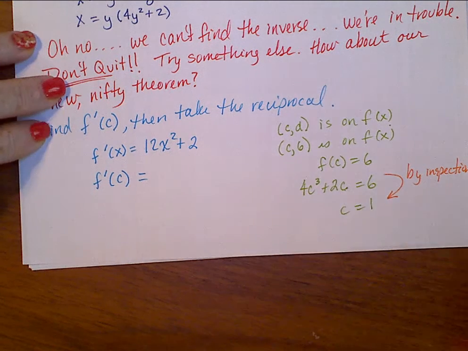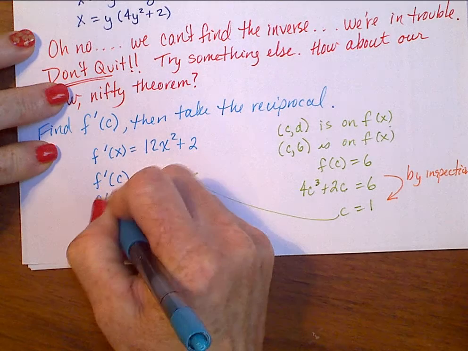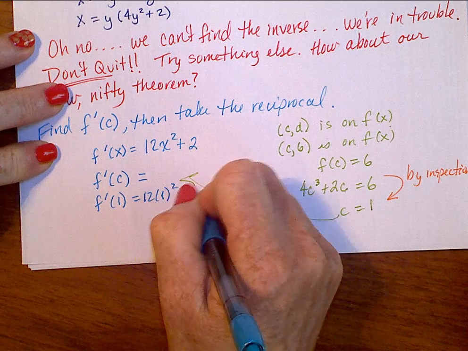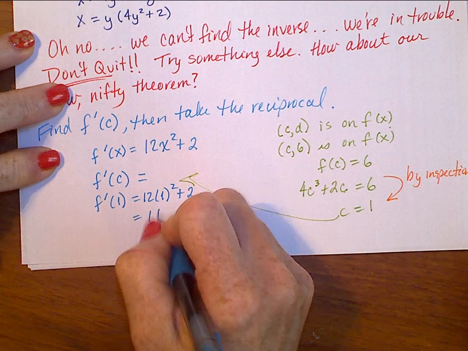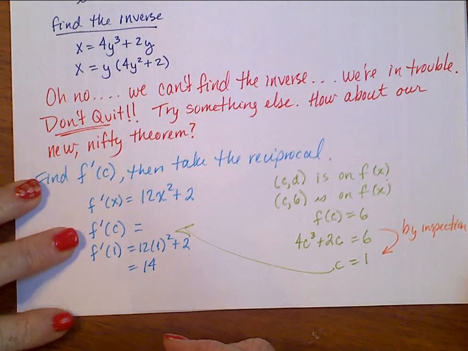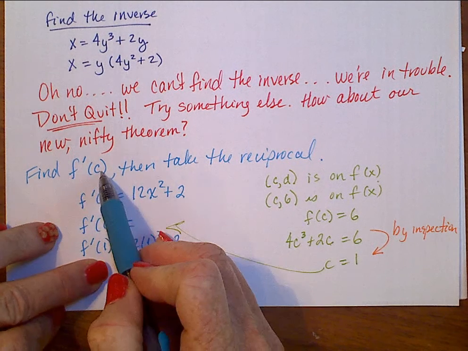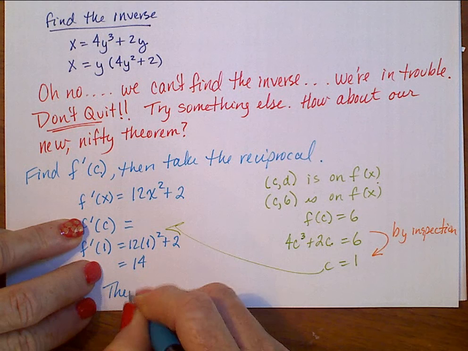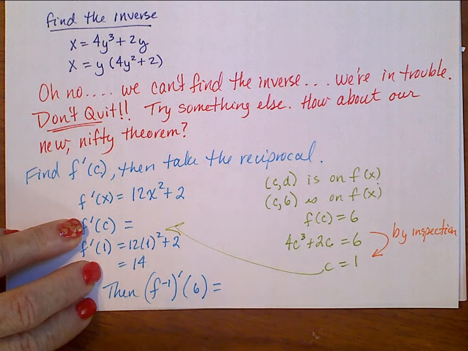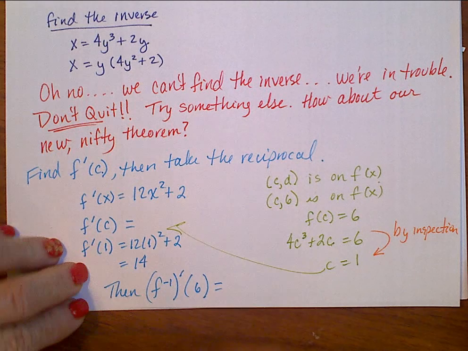Then we can take this c as 1 and plug it right back up here and find f prime of 1, which is 12 times 1 squared plus 2. That's 14. All right, that's f prime at the c value. Well, we want the inverse derivative at 6, and that's going to be the reciprocal of f prime at 1. So this is 1/14.